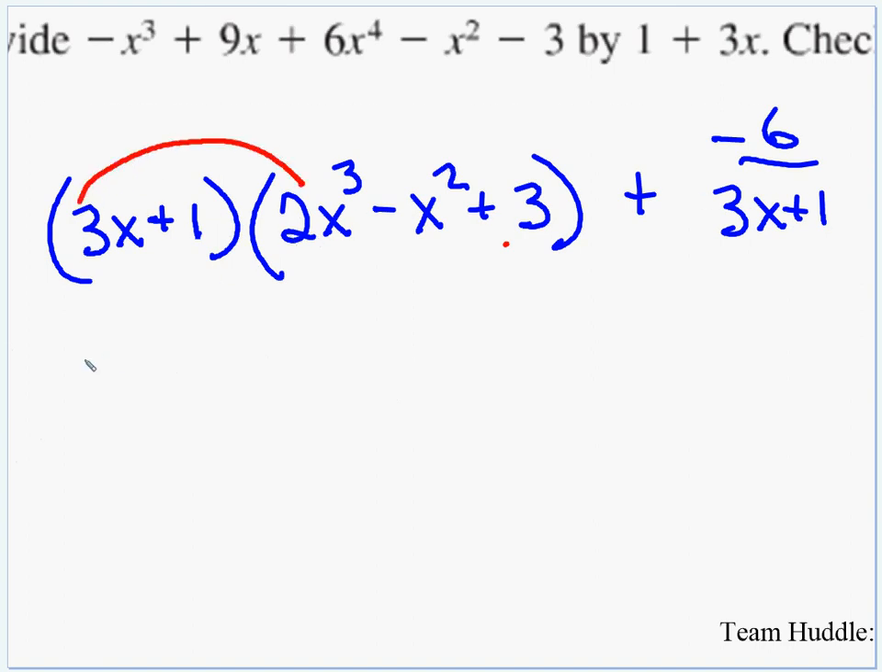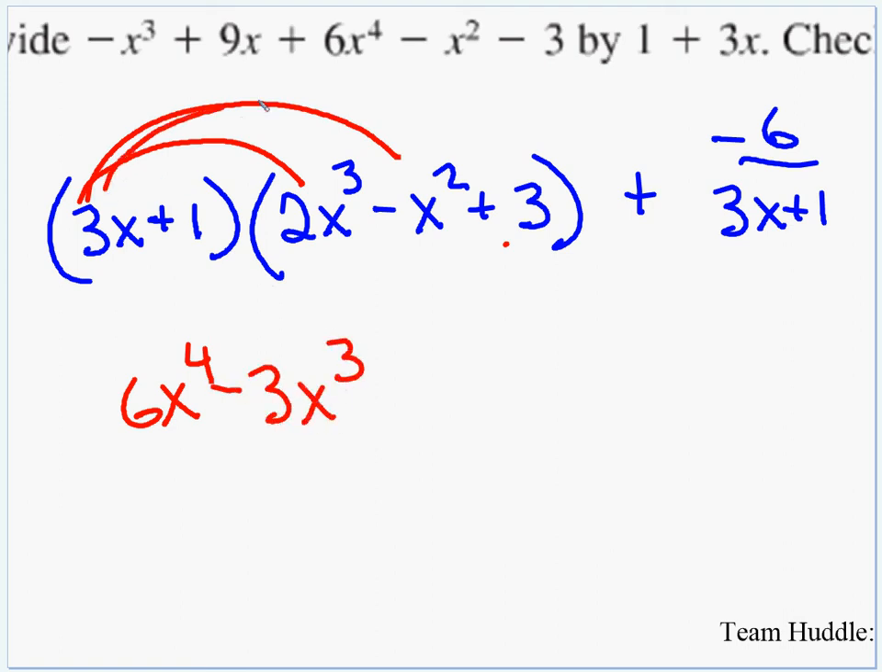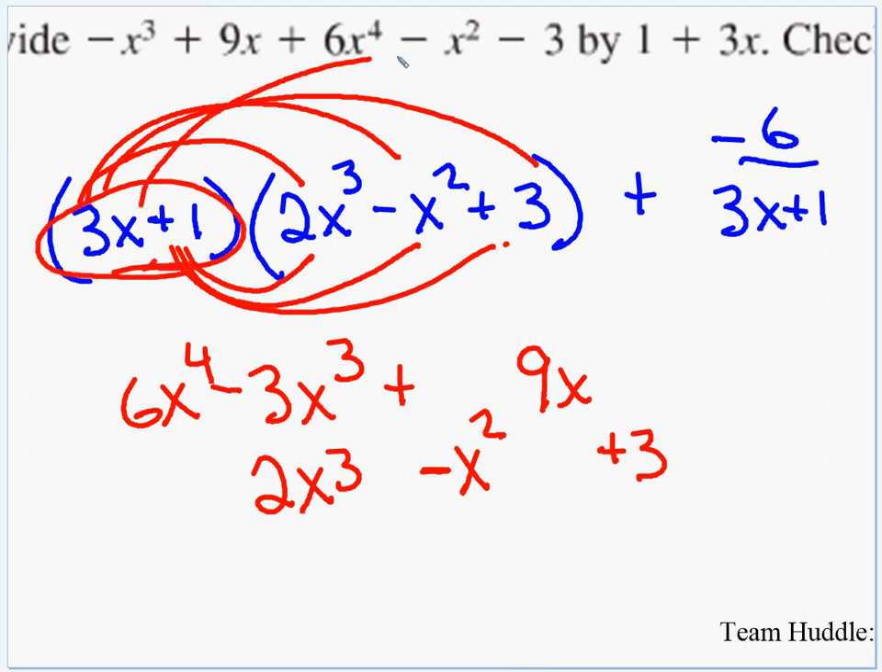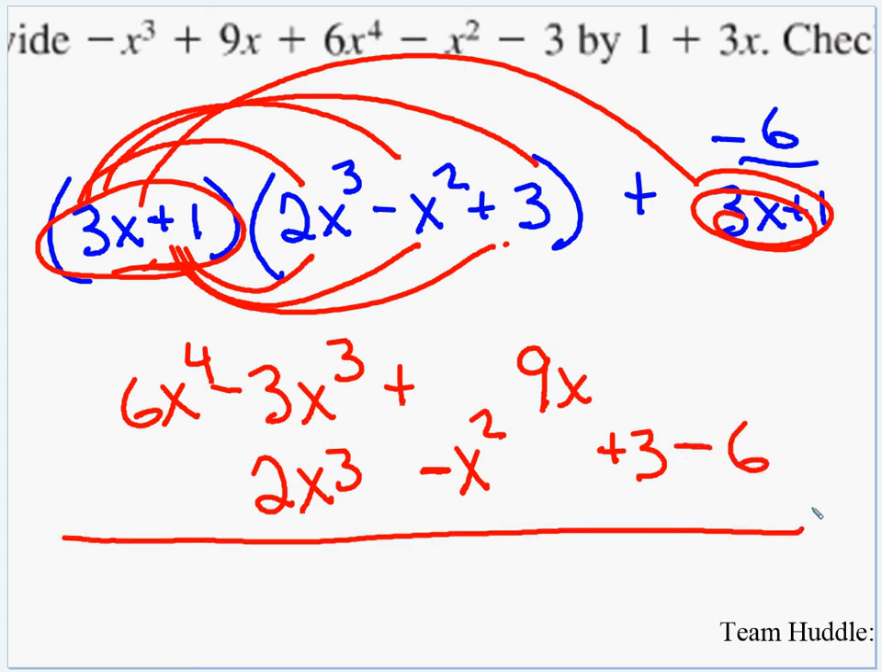3x times 2x cubed, that will be 6x to the fourth. Distribute here, that will be minus 3x cubed. 3x times 3 is a plus 9x. I'm going to leave a little gap in there in case I have another term appear. And then we distribute the 1. 1 times 2x cubed is 2x cubed. 1 times negative x squared, so I'm going to put minus x squared there. And then a plus 3. And when we distribute this entire term to here, it wipes out that denominator, so we're also going to tack on there a minus 6. I hope I did everything right.